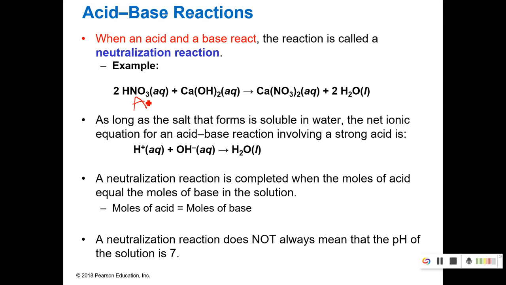So here we've got acid, base, this is salt, and then this is water. Also note this water is liquid. Everything else here is going to be aqueous, which means this will always be the net ionic for an acid-base reaction. So if you see an acid-base reaction and it asks for the net ionic, it's always going to be that same thing: H plus OH minus yields water.